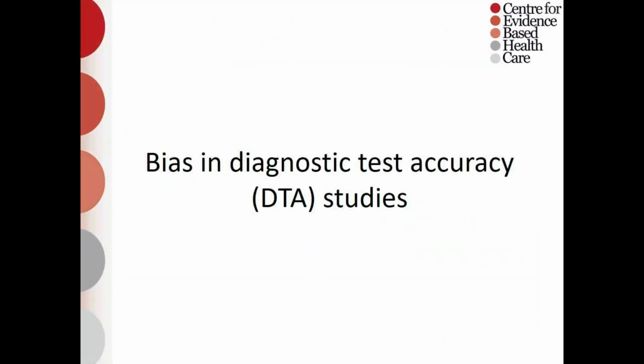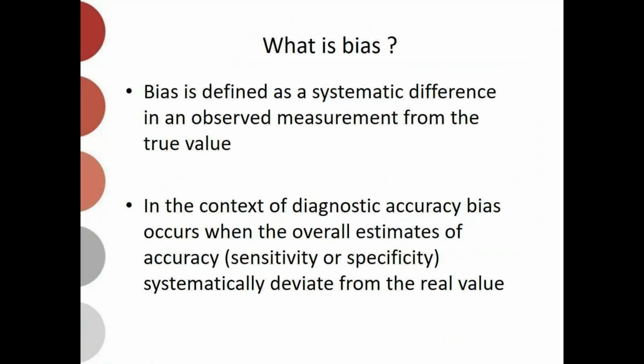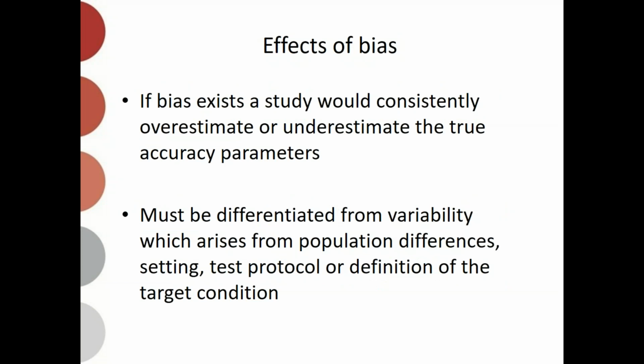Now we're going to narrow down to bias in diagnostic test accuracy studies. Again, what is bias? This is defined as a systematic difference in an observed measurement from the true value. In the context of diagnostic accuracy, bias occurs when the overall estimates of accuracy, for example, sensitivity and specificity, systematically deviate from the real value. Effects of bias generally end up consistently overestimating or underestimating the true accuracy parameters.